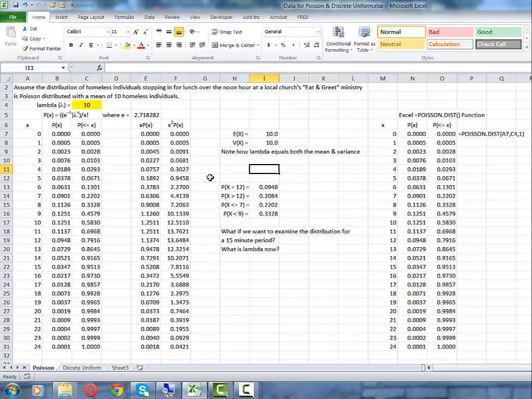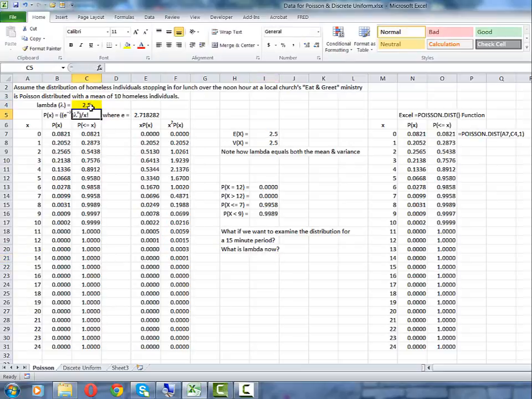Well, now the mean changes. Now the lambda is, instead of 10, it's now 1/4 of that, right? 15 minutes is 1/4 of an hour, so you've got 2.5 here. And that changes our probability distribution quite a bit.